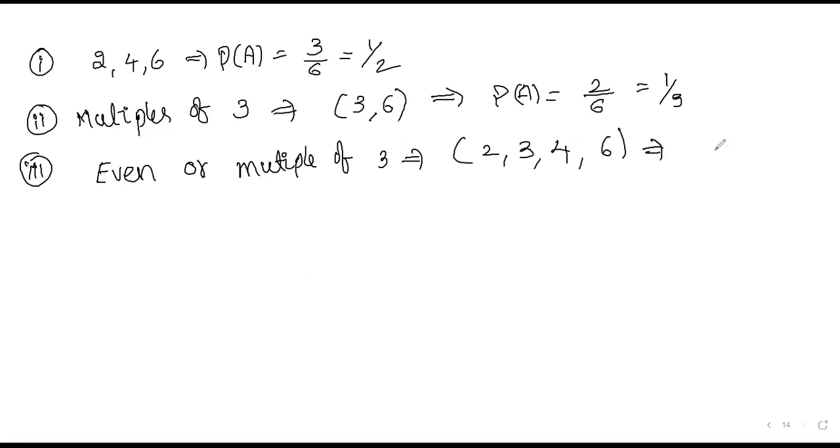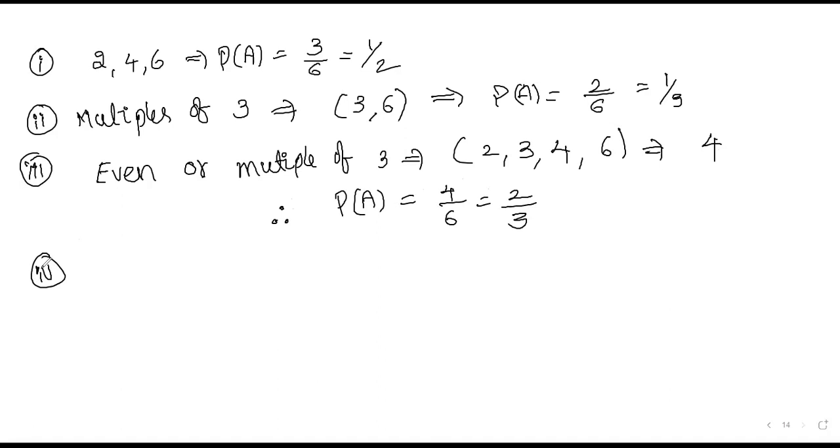So what are the total outcomes? I am having 4 outcomes, isn't it? So therefore the probability of event A is equal to how much here? 4 out of 6, 4/6, 2 out of 3. Am I okay? Yes, sir.